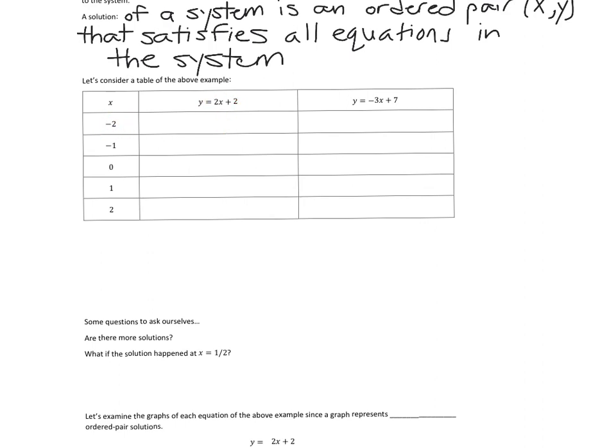We're also going to take negative 2 and plug it in here. So we're going to get two ordered pairs. So let's see how this works. So this is going to be y equals 2 times negative 2 plus 2, so negative 4 plus 2. And then we're going to plug in negative 2 into our second equation. So positive 6 plus 7 is 13.